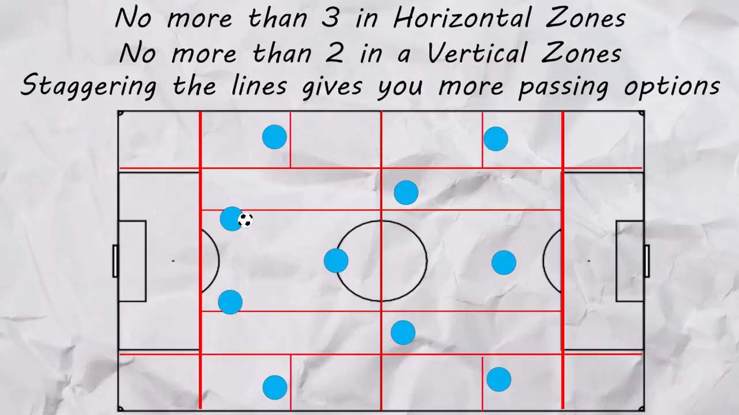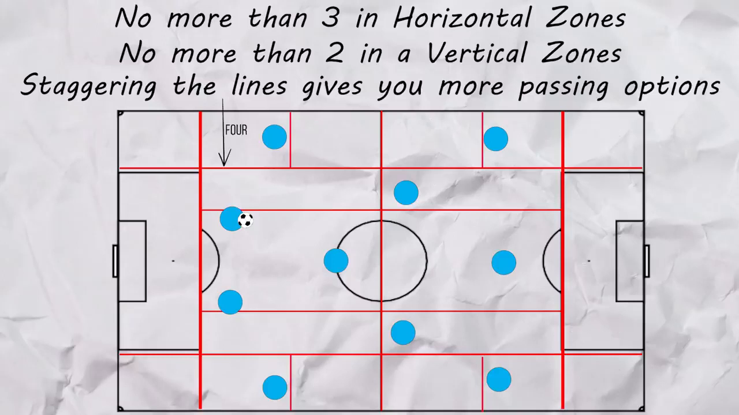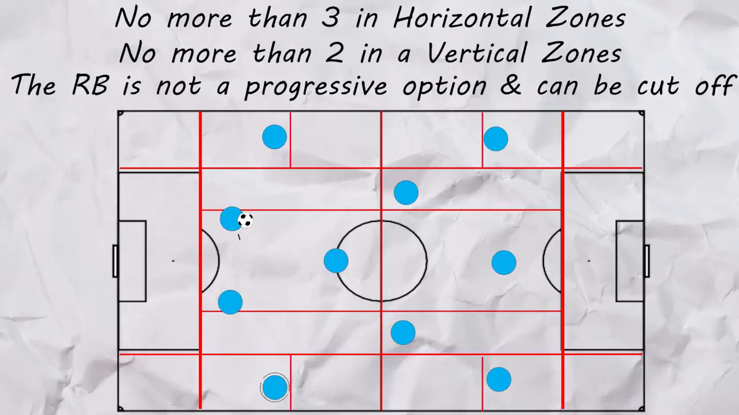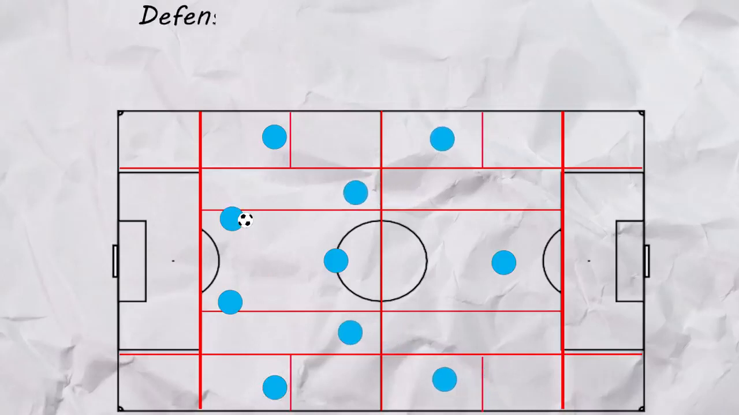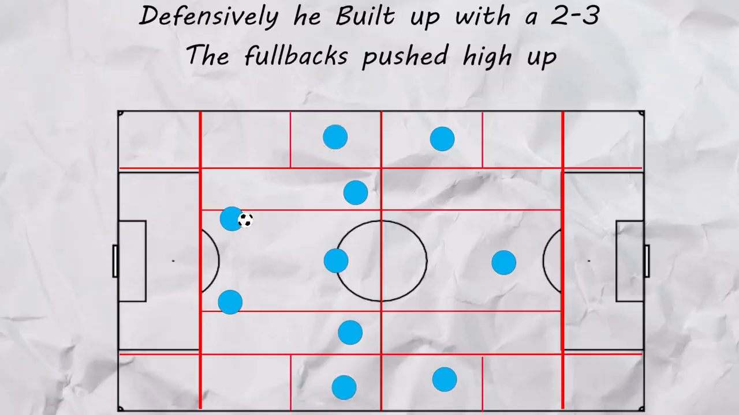The positioning of the front 5 would roughly work, as there are no more than 3 in a line and no more than 2 horizontally. However, the backline has 4 in a horizontal zone, so if a centre-back had the ball here, the right-back isn't a progressive passing option and could be cut off easily. So, in his first season, Pep used a 2-3 in the build-up, with the full-backs moving higher. However, now you'd have several in a vertical line, as well as 5 in a horizontal zone.